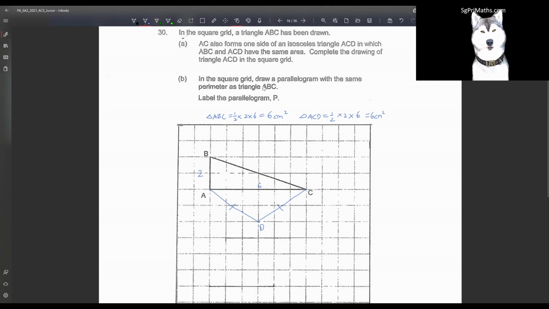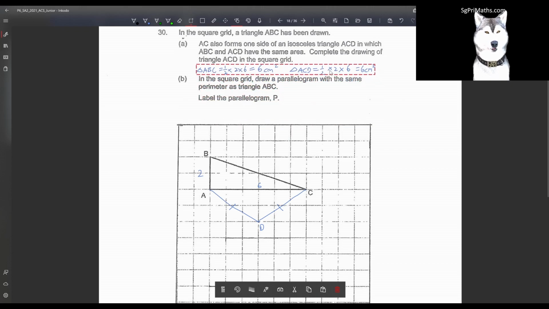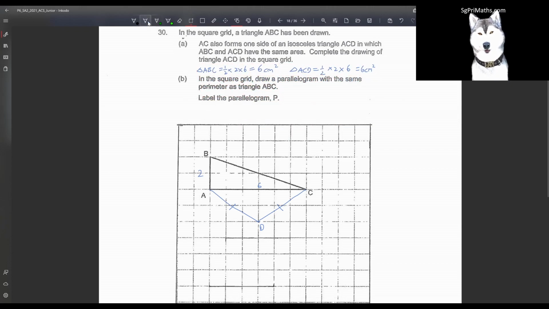Question B. In a square grid, draw a parallelogram with the same perimeter as triangle ABC. Label the parallelogram P. Okay, I'm going to move my workings above to question A, so there's space for me to do question B. Okay, so the perimeter equals 2 plus 6 plus BC, which is slanted here, equals 8 plus BC.